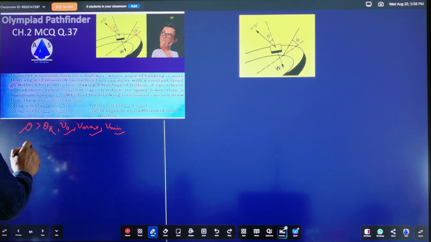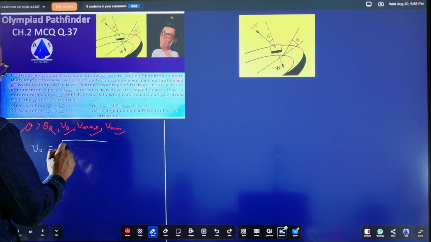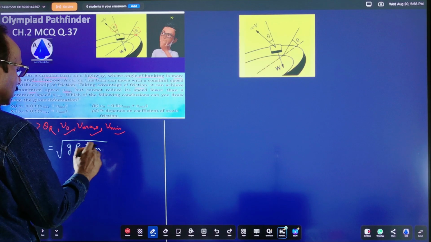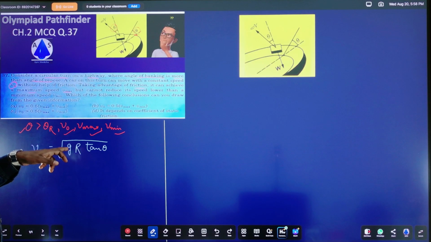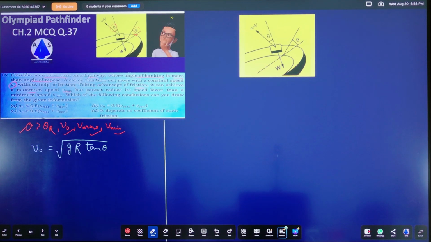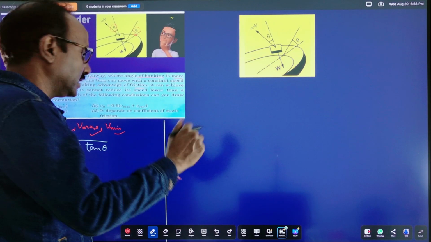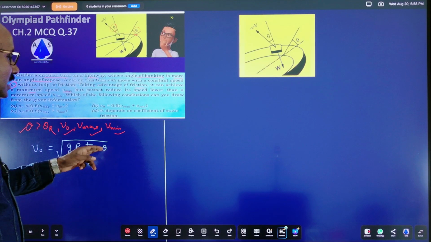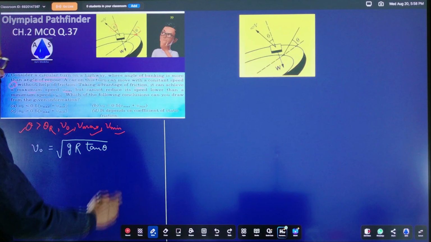And we know from the equation that V0 will be equal to square root of g into R tan theta, where g is the gravitational acceleration, R is the radius of curvature of the path along which the car is turning, and theta is the angle of the banking. So this you know.